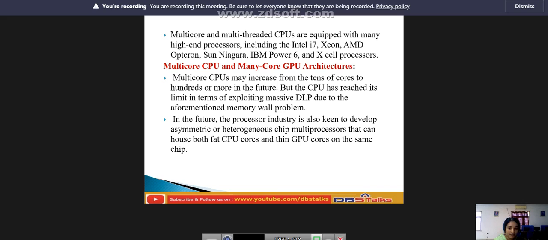Both IA32 and IA64 instruction set architectures are built into commercial CPUs. IA means instruction set architecture. So what is meant by IA32? Intel architecture 32.